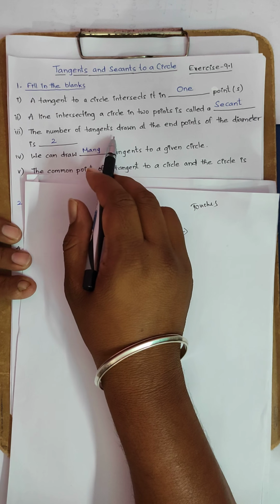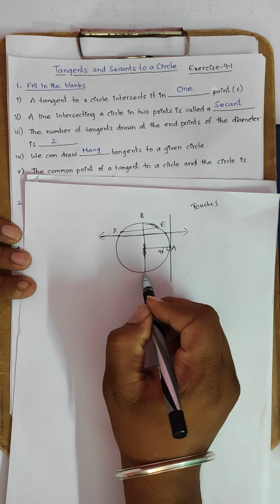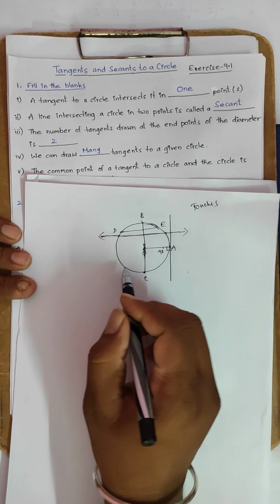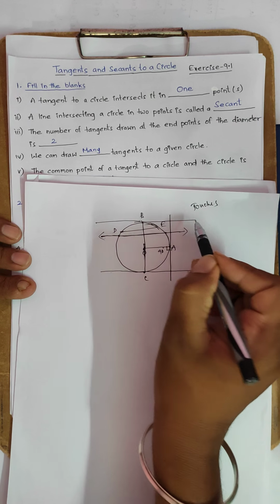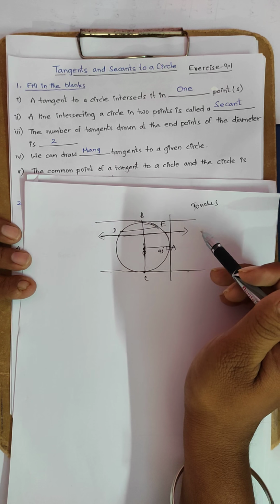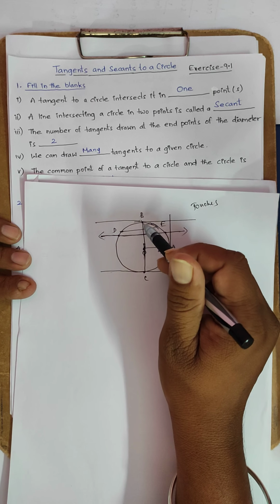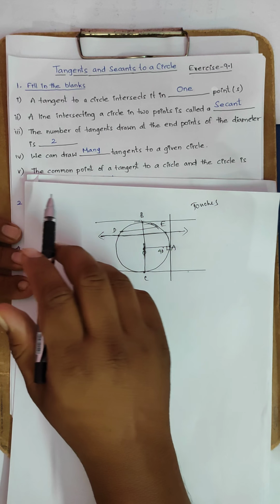The number of tangents drawn at the endpoints of a diameter. This is a diameter BC. Here one tangent, here one tangent. So a pair of tangents we can draw at the endpoints of a diameter. Means 2 tangents we can draw.